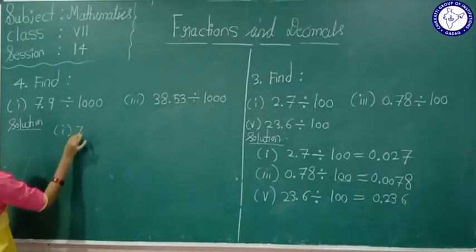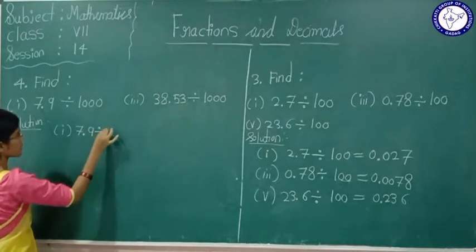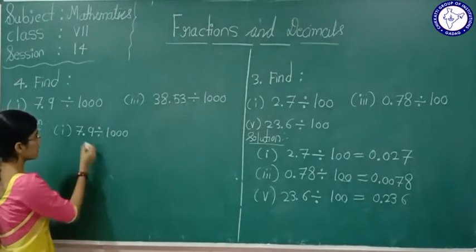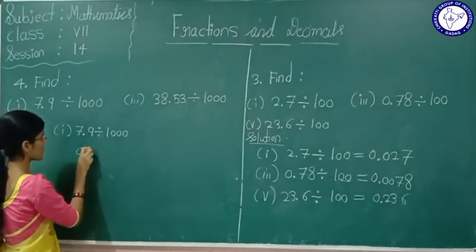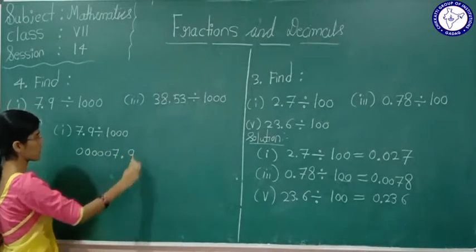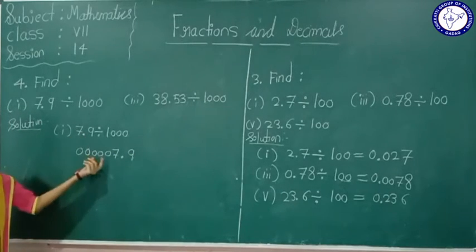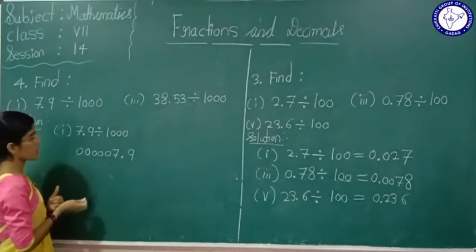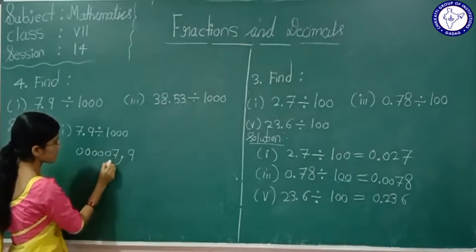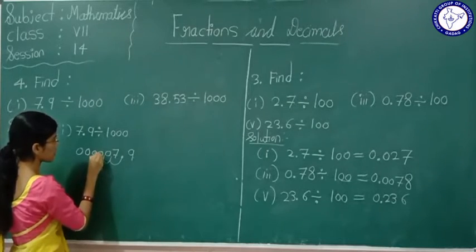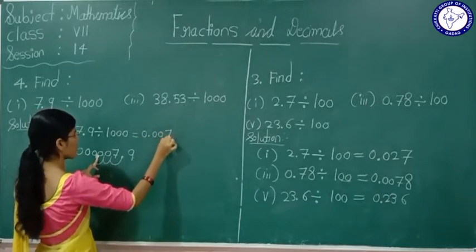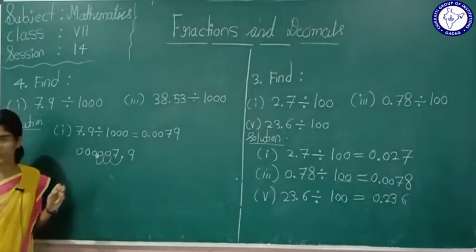First one, 7.9 divided by 1000. Okay. Now see here, 7.9 is nothing but 7.9. This is the same as this only. Now see here, we have to shift this decimal point to the left by 3 places. 1, 2, 3. Our decimal point came here. So what is it? 0.0079.